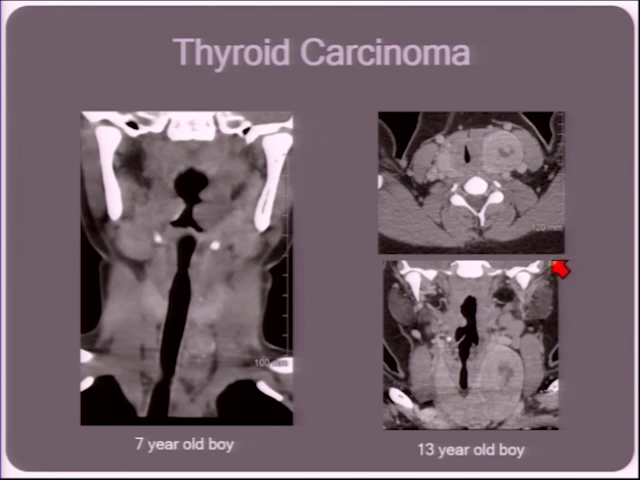Here's a 13-year-old boy with an aggressive-looking lesion arising from the left lobe of the thyroid gland. You can appreciate the claw sign. This was a follicular carcinoma.